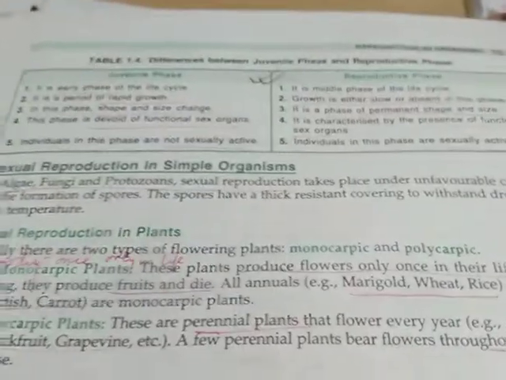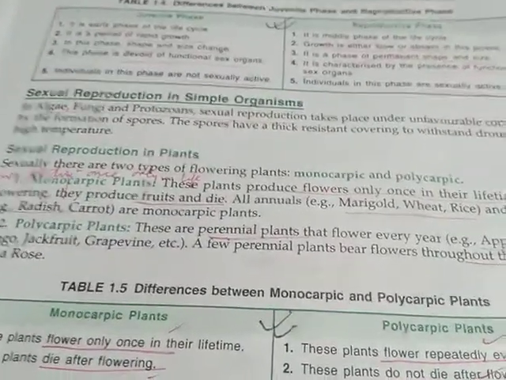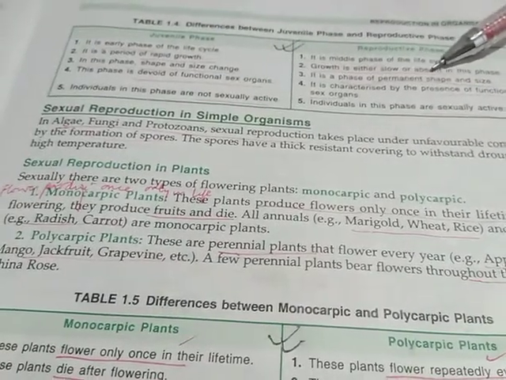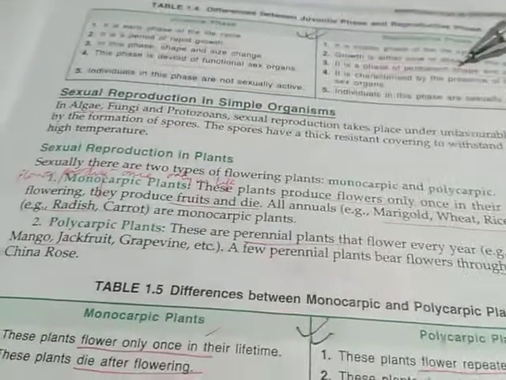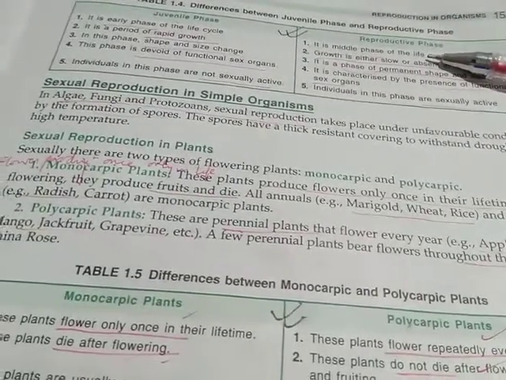I'll show you at page number 15 in your textbook. If you do not have it, children, I have already sent you the link. This is the difference shown between the juvenile phase and the reproductive phase. Please write it down and try to go through their simple English statements, and I hope you will be able to pick up the meaning.